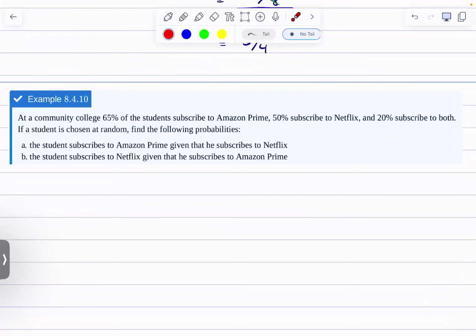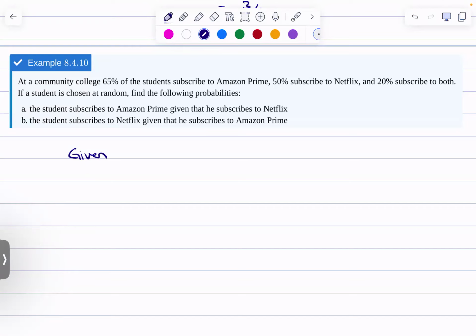At a community college, 65% of students subscribe to Amazon Prime, 50% subscribe to Netflix, and 20% subscribe to both. If a student is chosen at random, find the following probabilities. What I want to list first, though, is what we've been given. Probabilities and percentages are interchangeable. And so if 65% of the students, then a randomly drawn student would have a probability of 0.65 of having an Amazon Prime account.